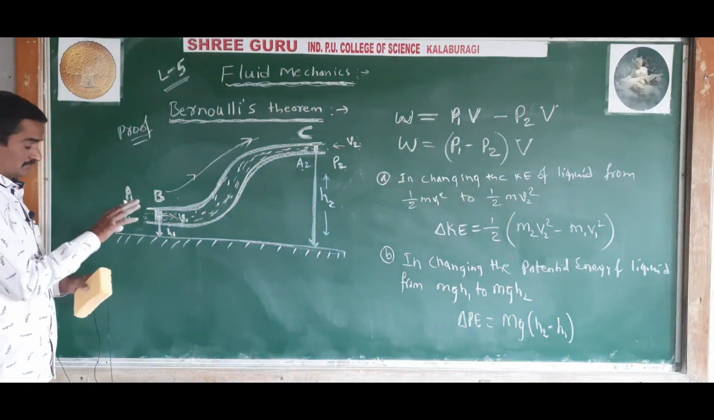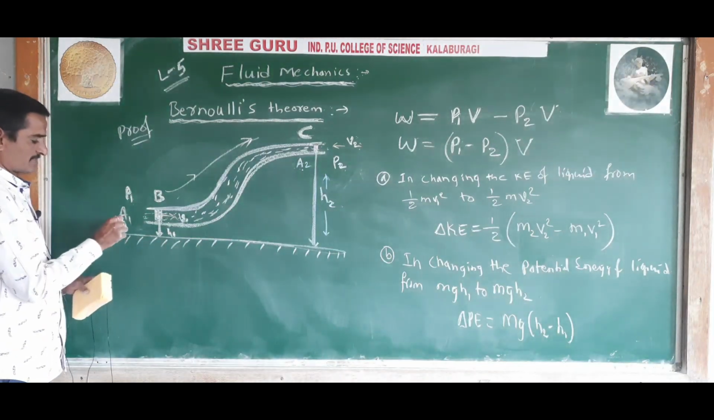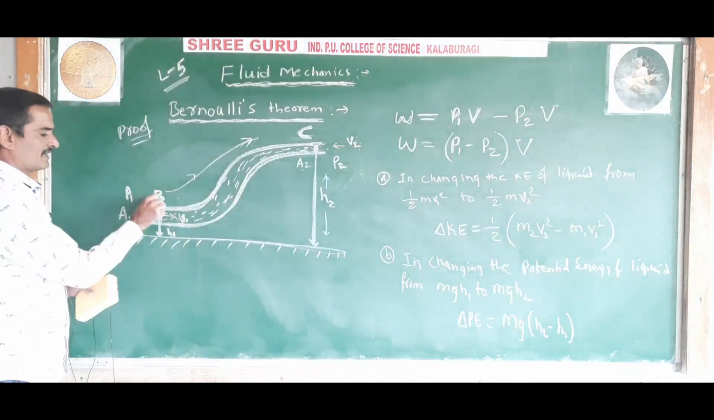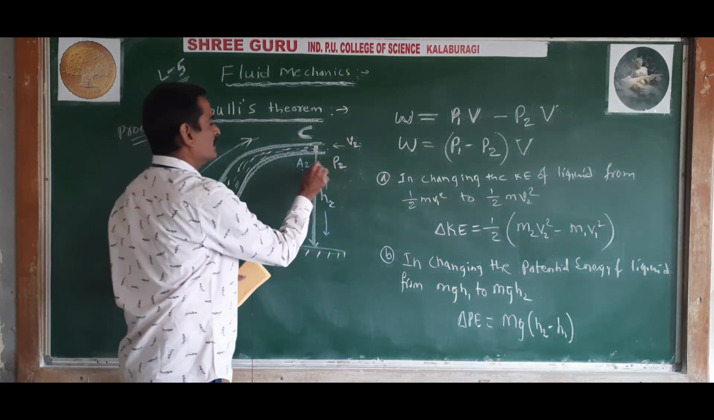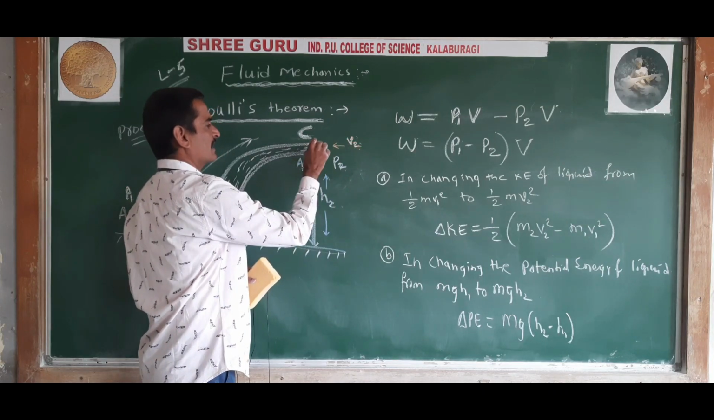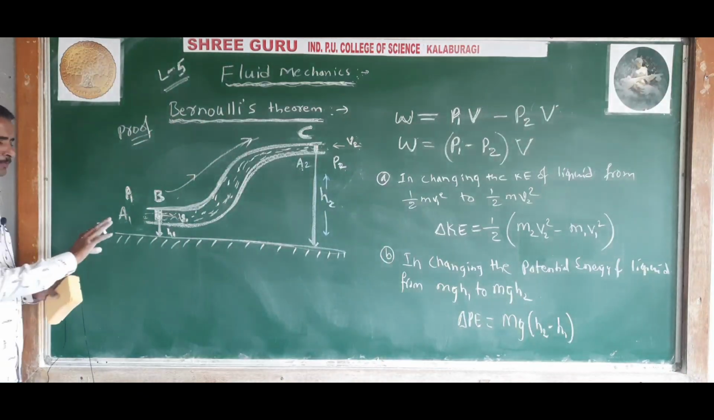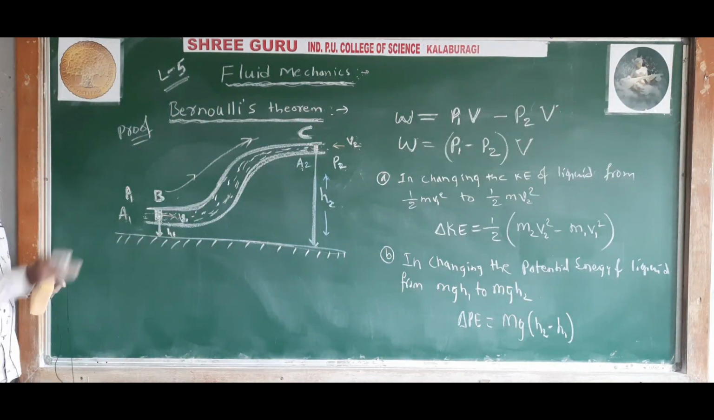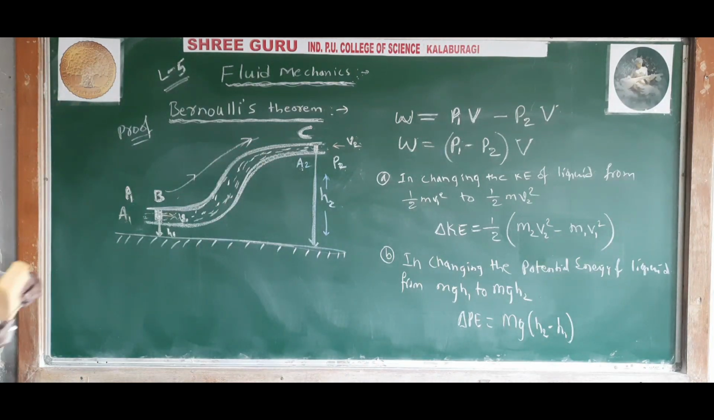So now, let P1, A1 and V1 be the pressure, area of cross-section and velocity at the end B, and h1 be the height at the end B, and P2, A2 and V2 be the pressure, area of cross-section and velocity at the end C, and h2 is the height at the end C. Now to push the liquid from the end B to C, a work has to be done.